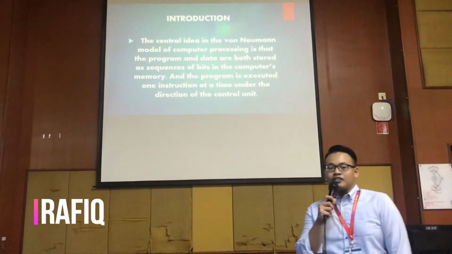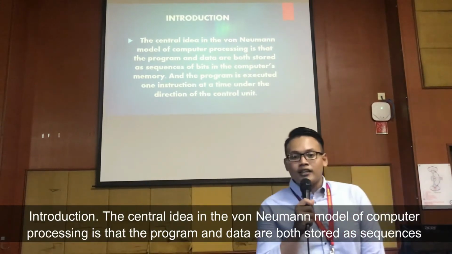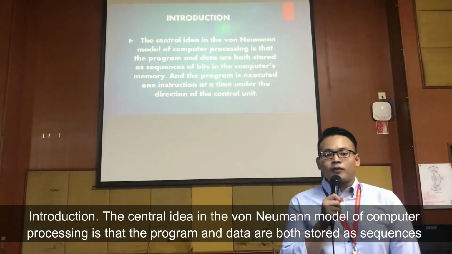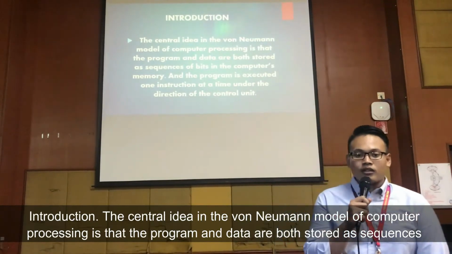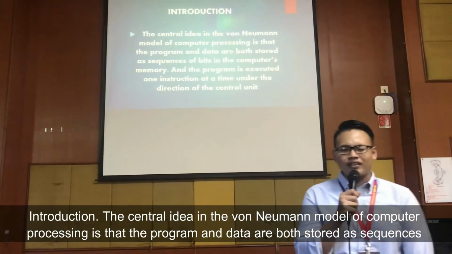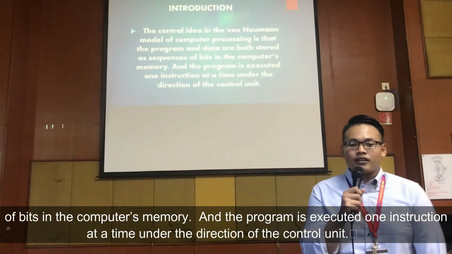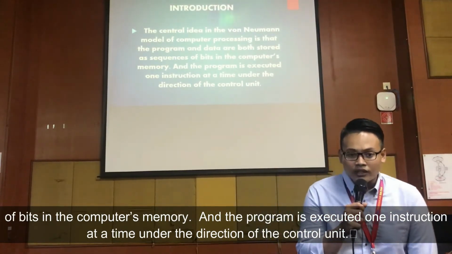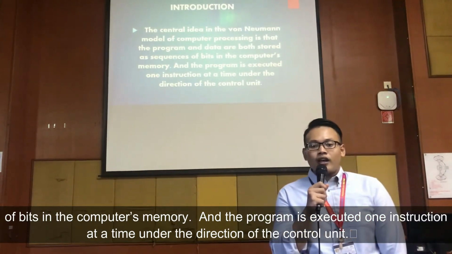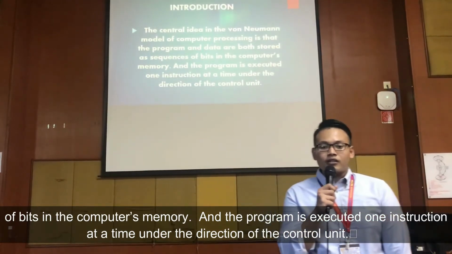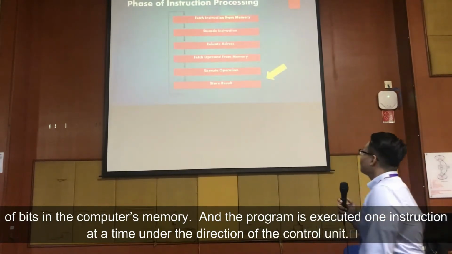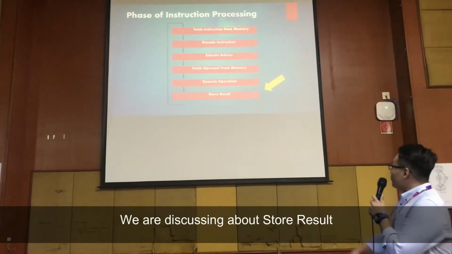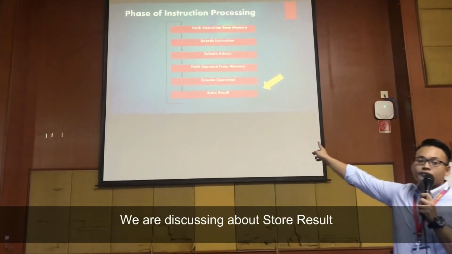Okay. Introduction. The central idea in the von Neumann model of computer processing is that the program and data are both stored as sequences of bits within the computer's memory, and the program is executed one instruction at a time under the direction of the control unit. Phase of instruction processing. And we are discussing store result.